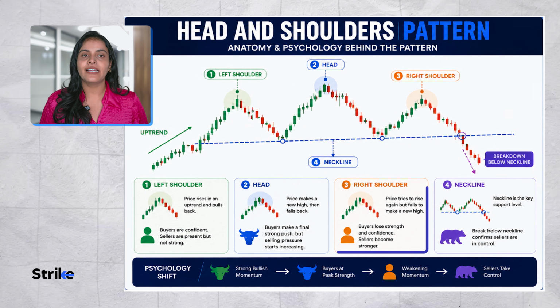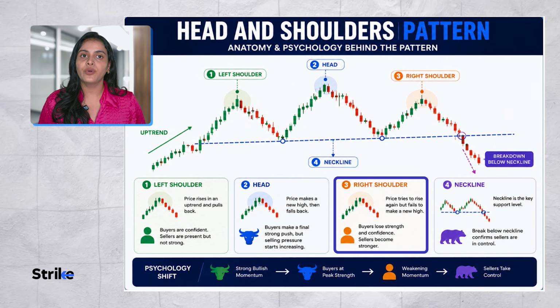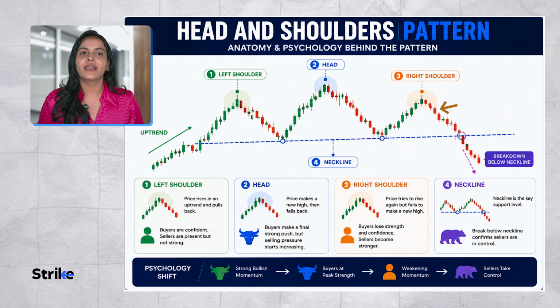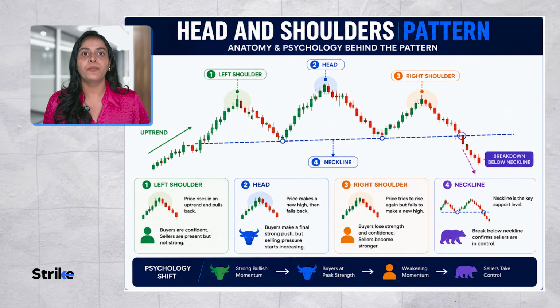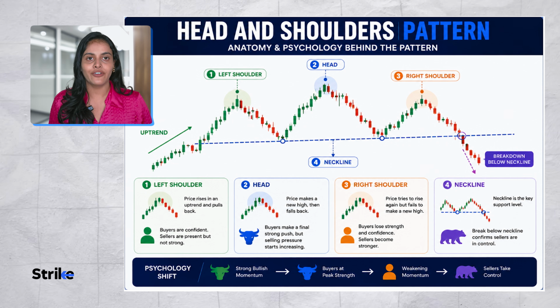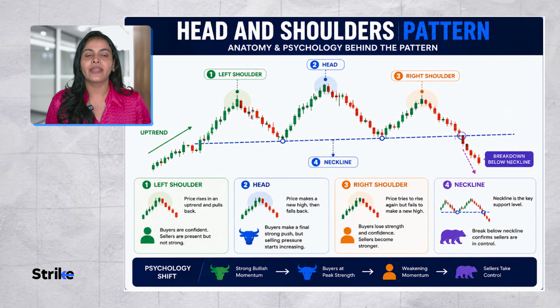The third part, the right shoulder. Now buyers try one more time, but this time price fails to create a new high. This weakness forms the right shoulder. This is where bullish momentum weakens significantly and sellers slowly begin taking control.